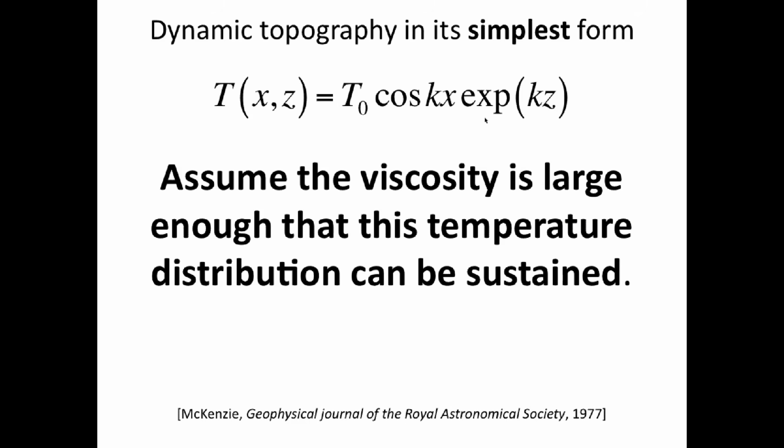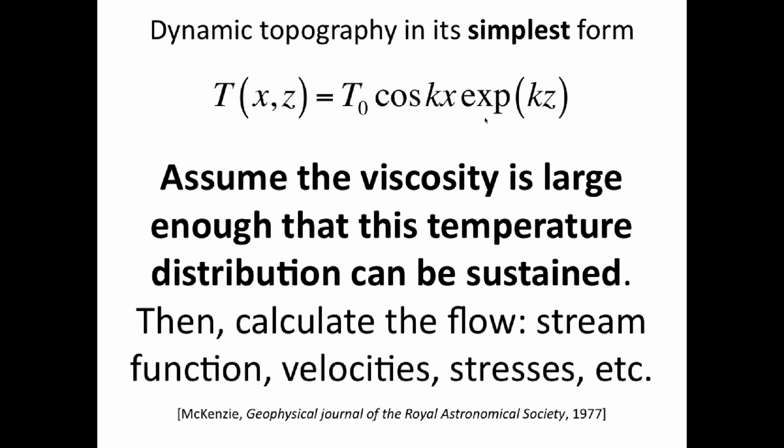I can do it. So McKenzie then said, well, let's make another assumption. Assume the viscosity is large enough that this temperature distribution can be sustained. You're going to keep that, but now let there be flow underneath. Then calculate the flow, the stream function, velocity, stresses, and so forth. So you're assuming the flow is so slow that it's not destroying that temperature distribution. It's preserving that, but you're getting the pressure gradients that you would expect from that temperature distribution.